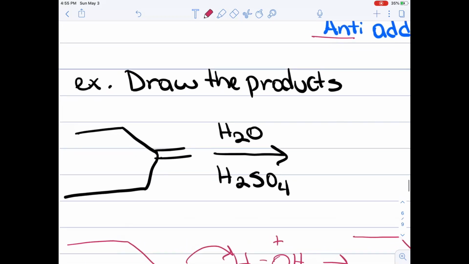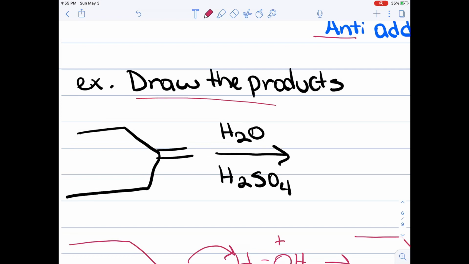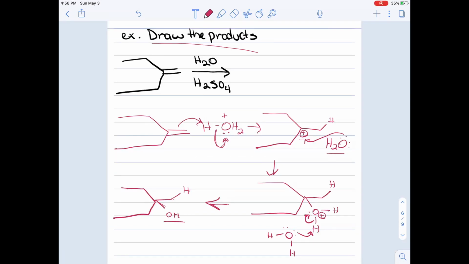To sum this section up, try out this example. Pause the video. So in this problem, the alkene bond takes away the hydrogen, expels the electrons back into oxygen, and forms a tertiary carbocation.